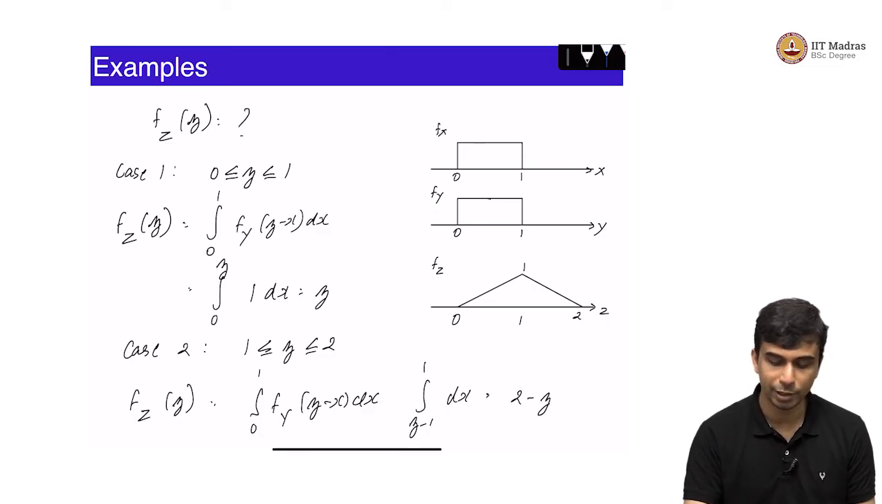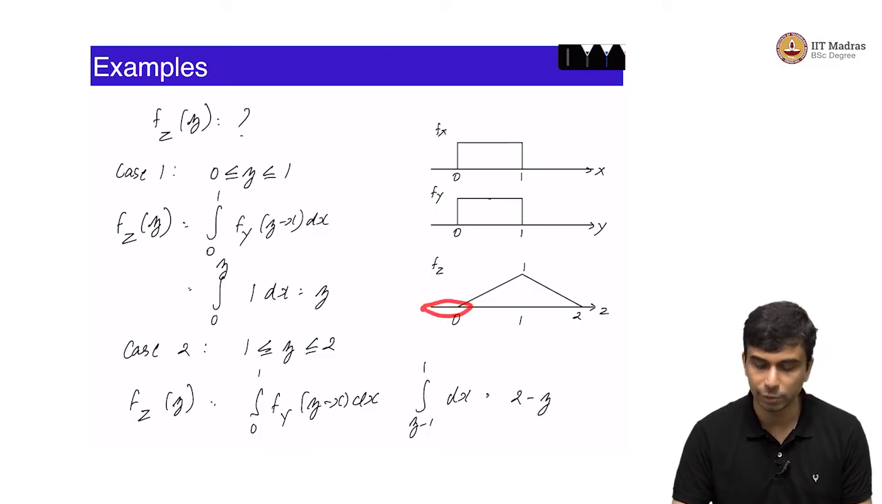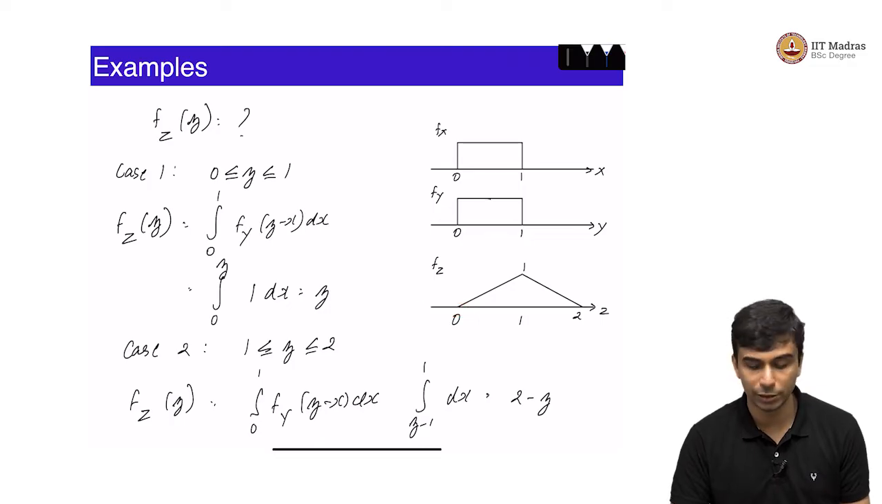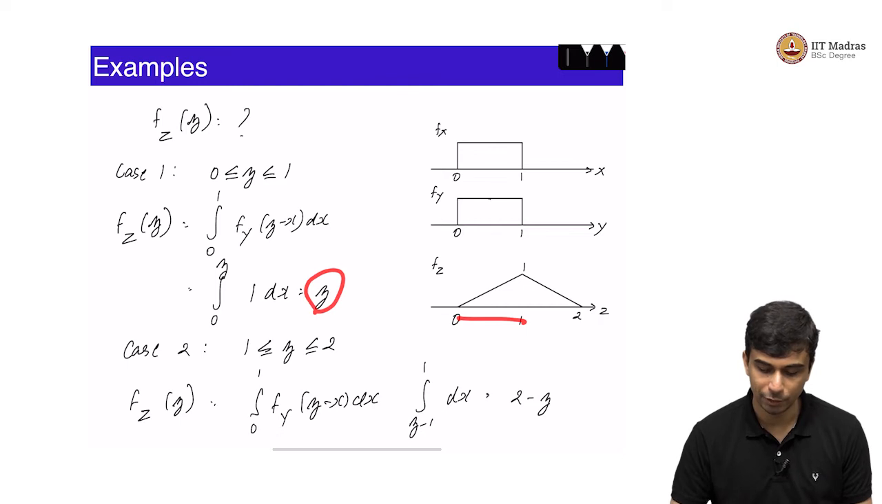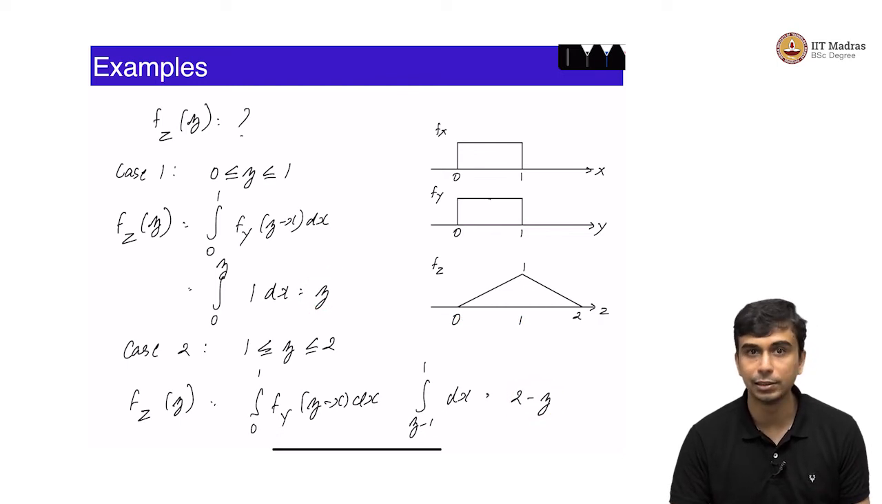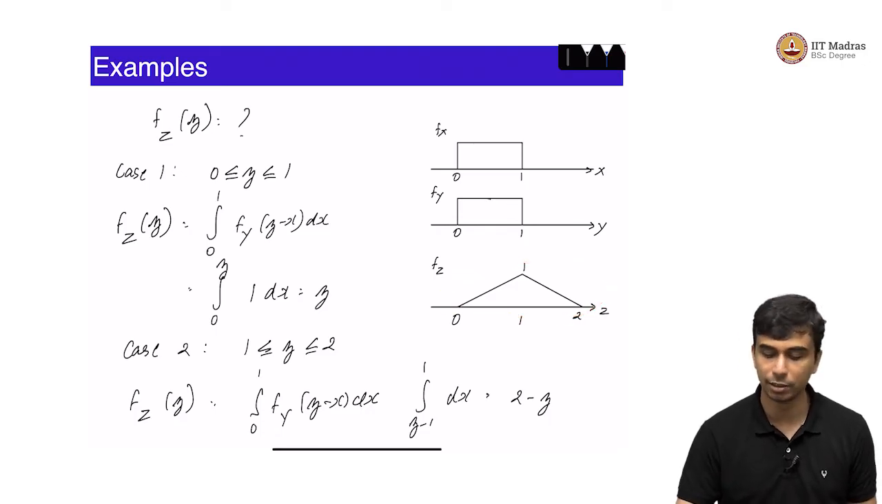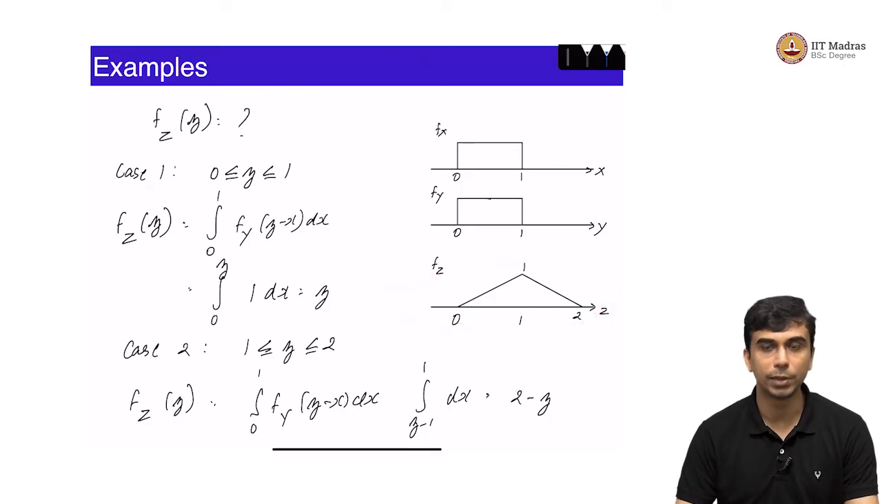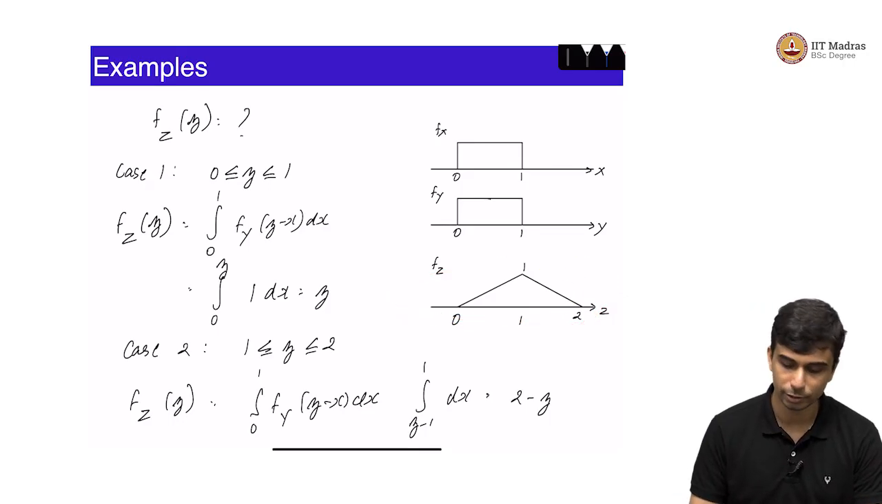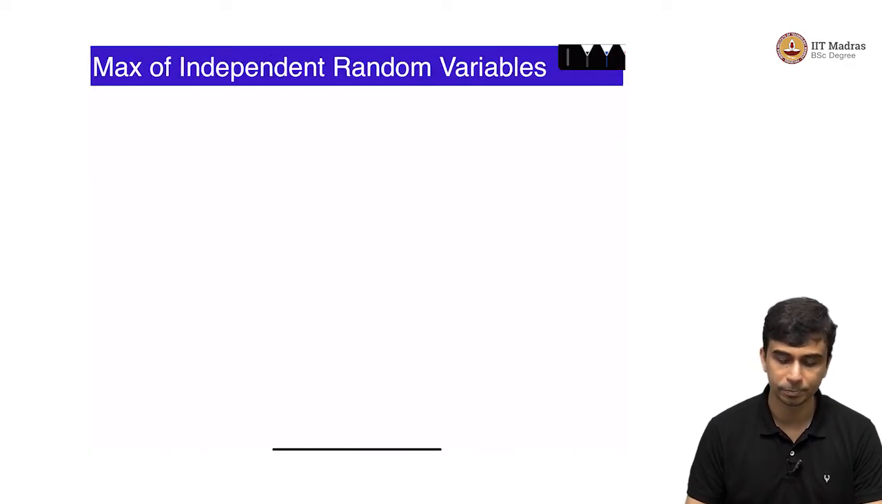So, putting all of that together you can say that fZ of z is 0 outside the range 0 to 2, and within 0 to 1 it is equal to z, and within 1 to 2 it is 2 minus z. So, this results in the density of Z having this nice triangular shape, and you can easily check that this also integrates to 1 because the area of this triangle is exactly equal to 1. Okay. So, this is a simple example of the sum of two independent random variables.